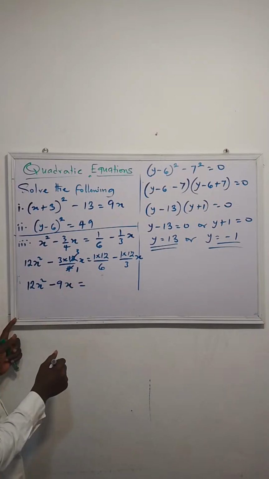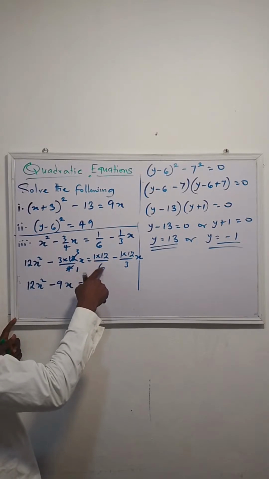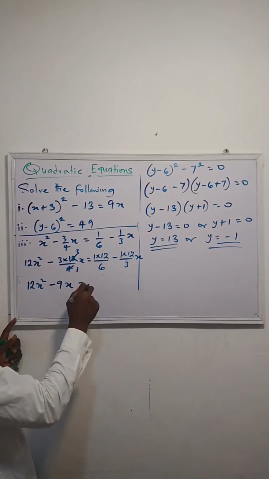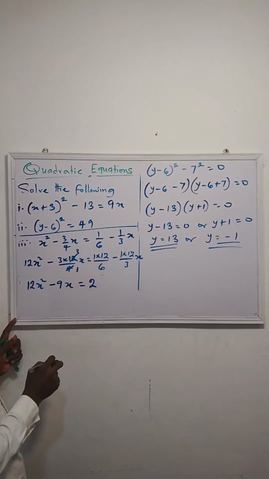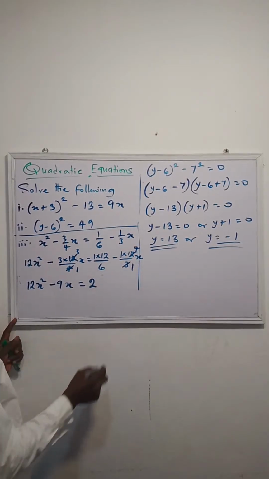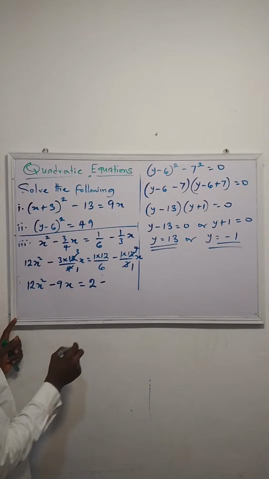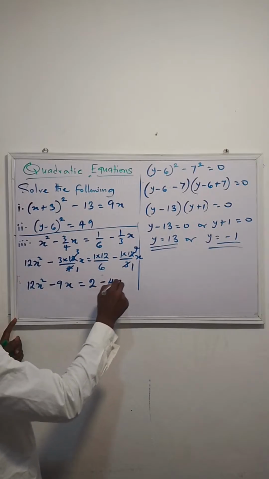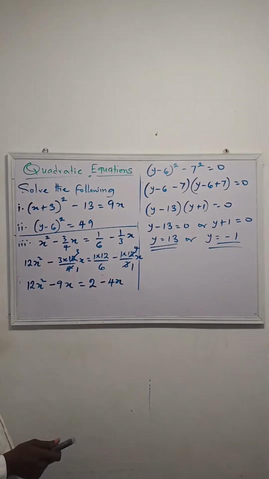equals to, now look at this. 6 goes into 12 two times, so we have 2. And 3 goes into 12 four times, so we have negative 4x. I hope you understand that.